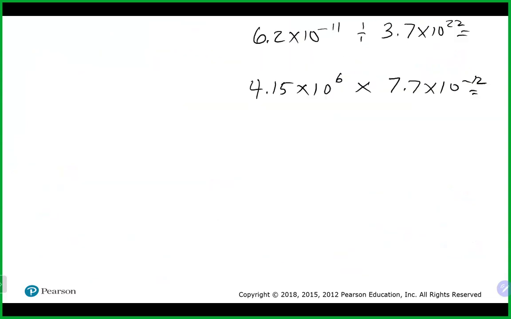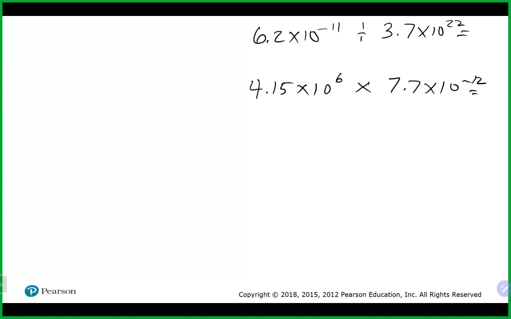So why don't we try a couple, maybe why don't you try these two and see what answers you get? We're going to take 6.2 times 10 to the minus 11, and divide it by 3.7 times 10 to the 22. And then we'll take 4.15 times 10 to the 6 and multiply it by 7.7 times 10 to the minus 12, it looks like. Okay, so let's take a look.